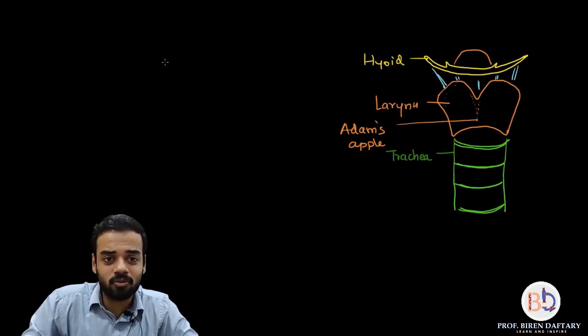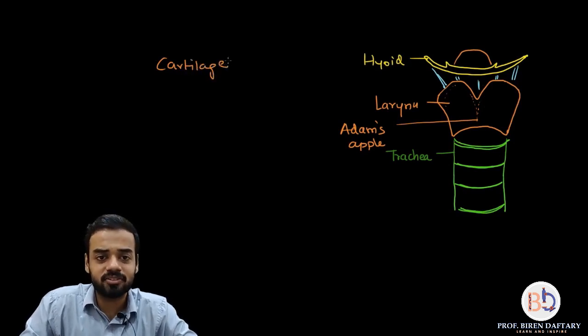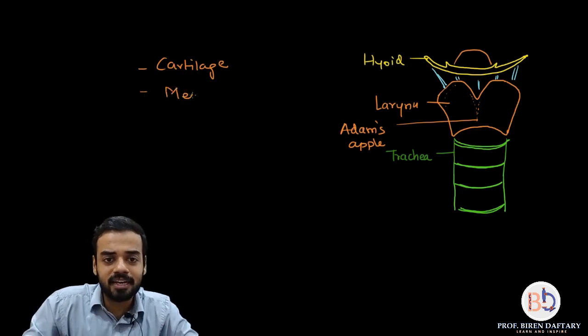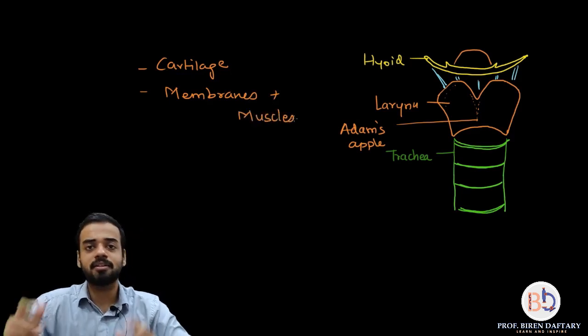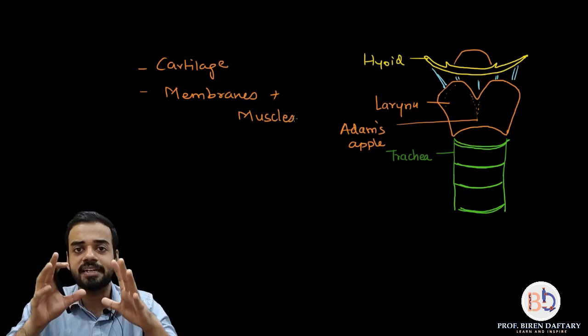So I'm going to write that down. Okay, so cartilage, everybody knows it is a slightly elastic structure. So it is basically a cartilaginous structure having membranes and muscles for support. Okay, so membranes and muscles help in supporting the cartilage of the larynx.